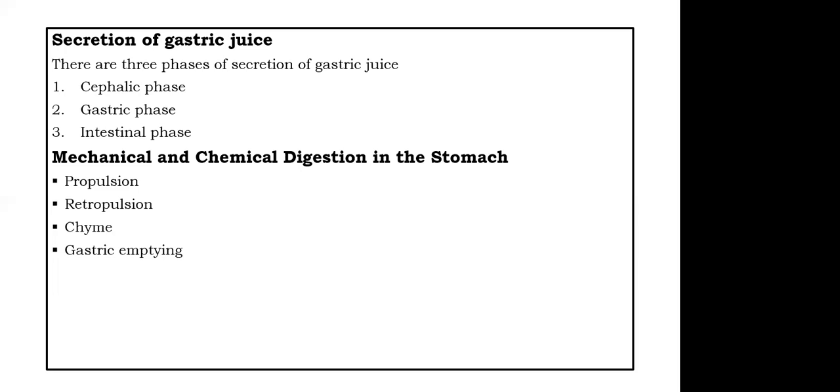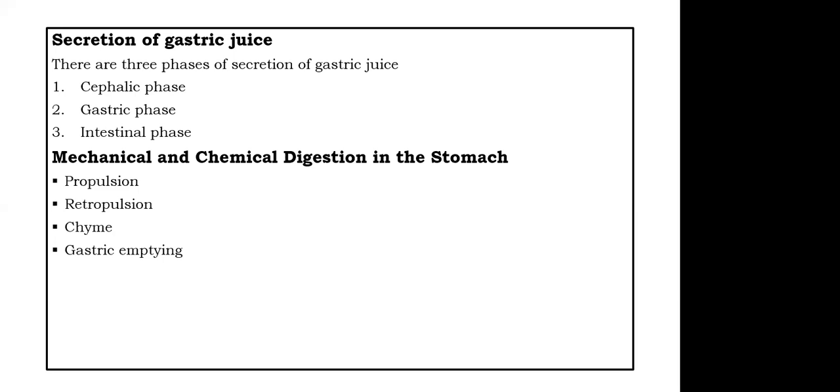Once the food particles in the chyme are small enough that they can pass through the pyloric sphincter, it will move, and this phenomenon of moving of the chyme is called gastric emptying. It is a very slow process. Only about 3 ml of chyme moves through the pyloric sphincter each time.